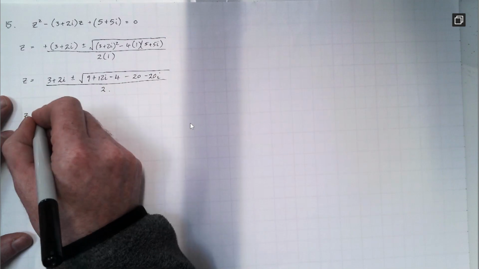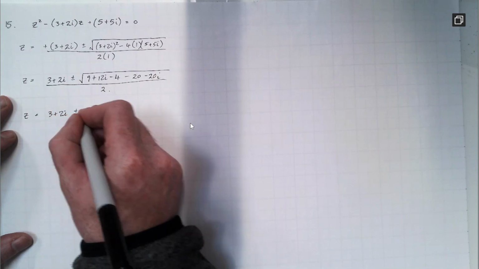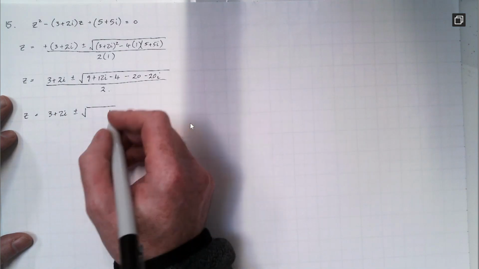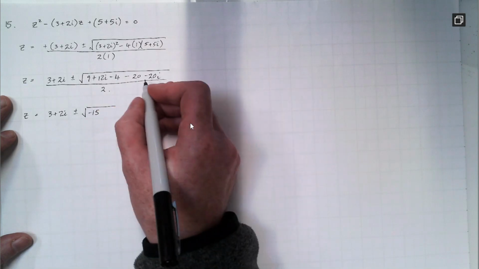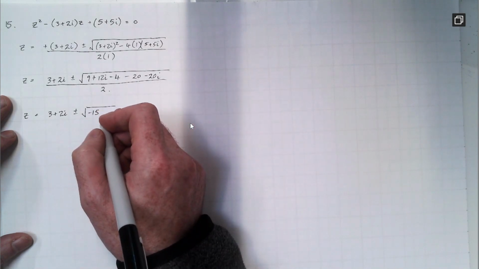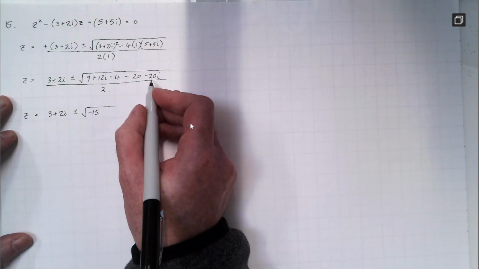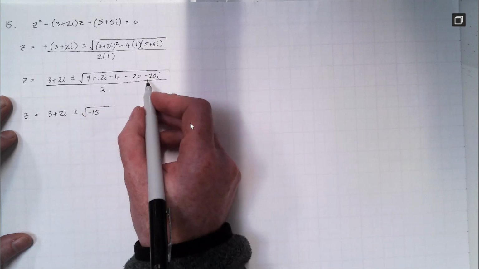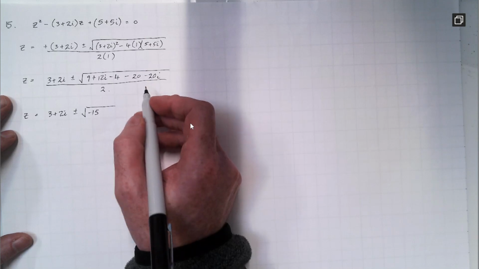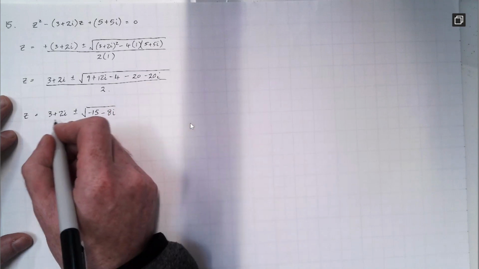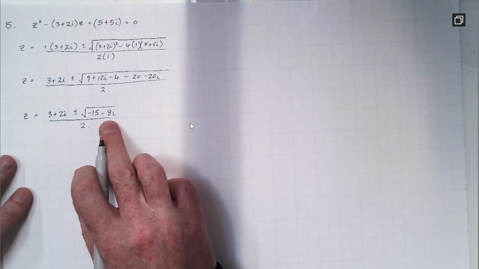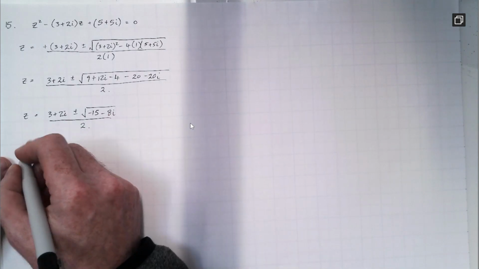So z equals 3 plus 2i plus or minus the square root of the whole summation, so you get minus 15 minus 8i. Now the square root of minus 15 minus 8i is what we need to find.